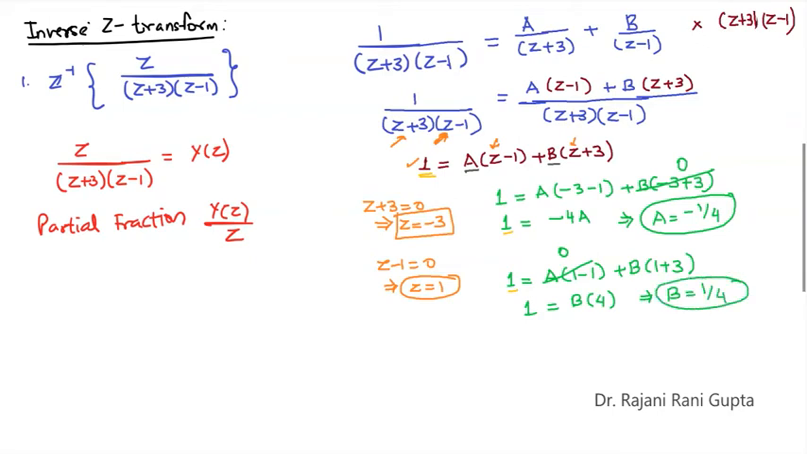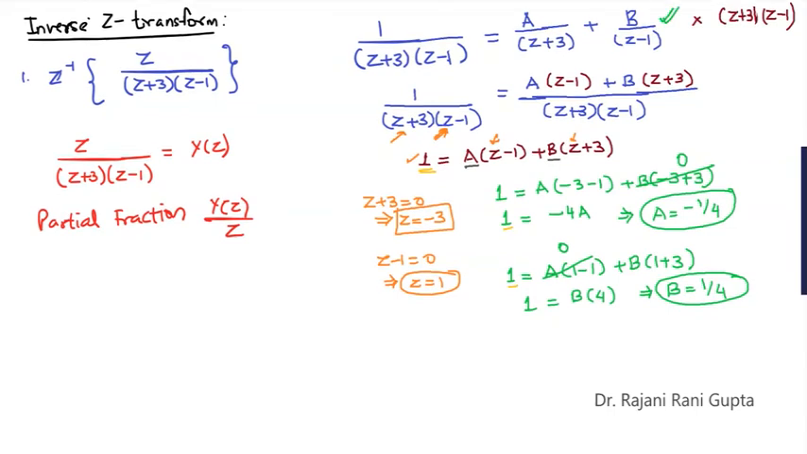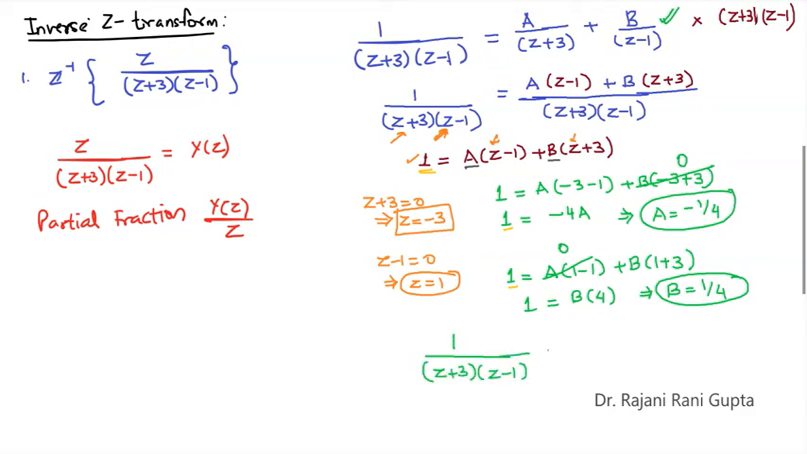Now we substitute these values of A and B at the very first place where we introduced them. So we get 1 over (z plus 3)(z minus 1) equal to minus 1 over 4 times (z plus 3) plus 1 over 4 times (z minus 1). Now this is not the actual question. In the question we were having z. So now multiply both sides by z.